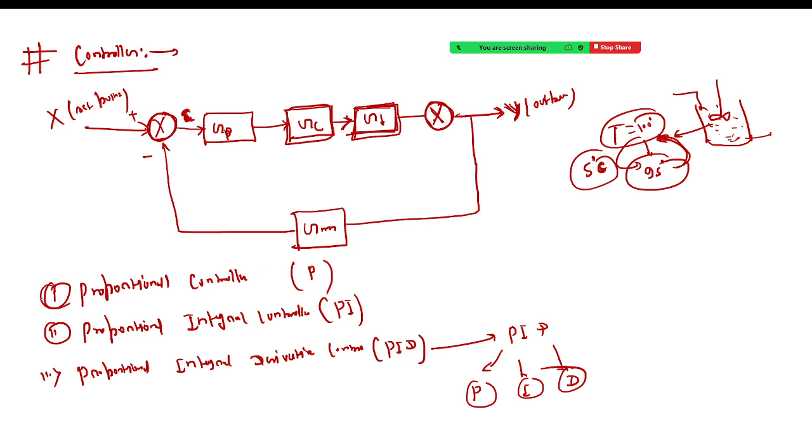Initially the proportional controller was there, and after that some enhancement was made, because the proportional controller was not able to control. So the PI controller was introduced, and then there was some enhancement because the PI controller cannot do everything. So the PID controller came. I'll tell you all these: where we can use the proportional controller, where we can use proportional integral, and where we can use proportional integral derivative controller.